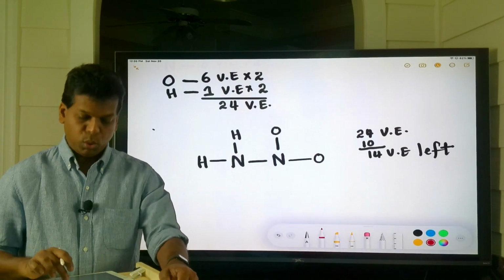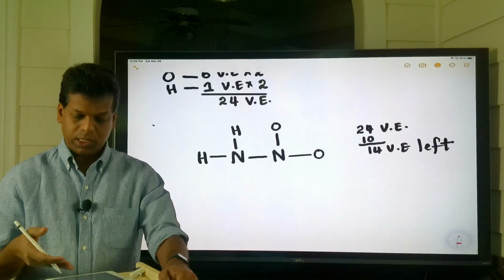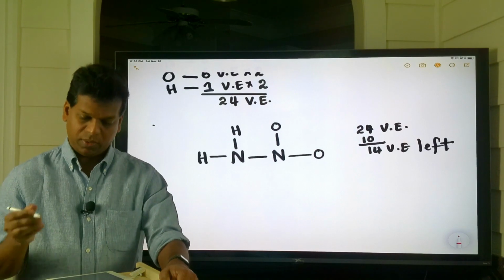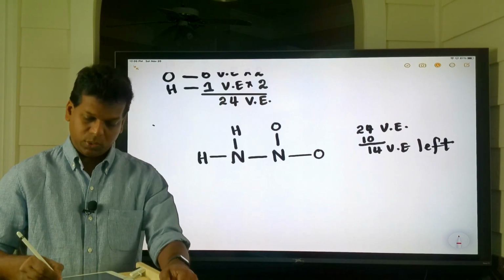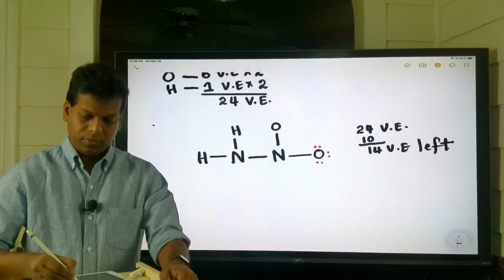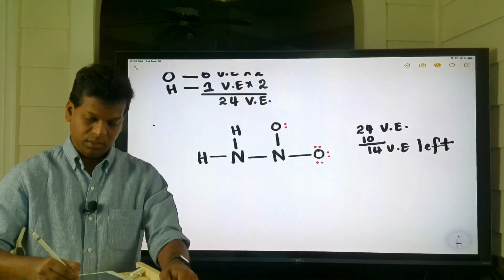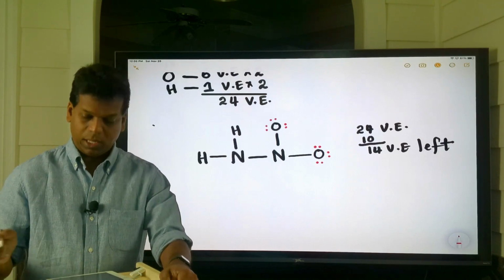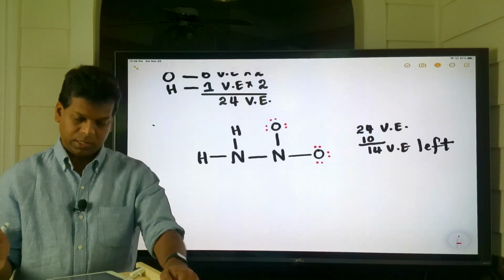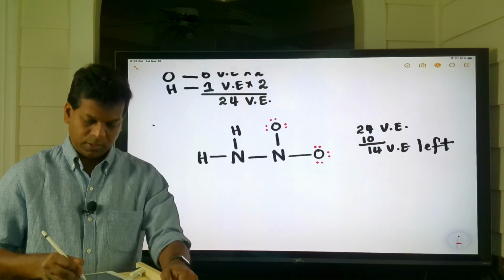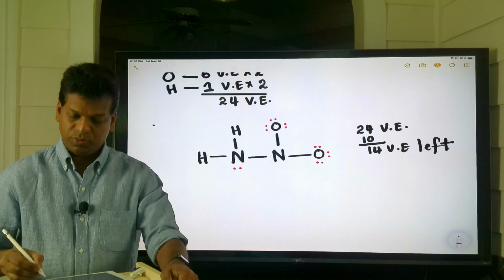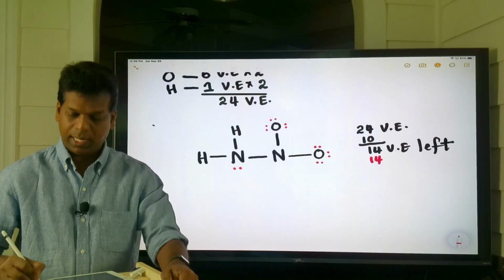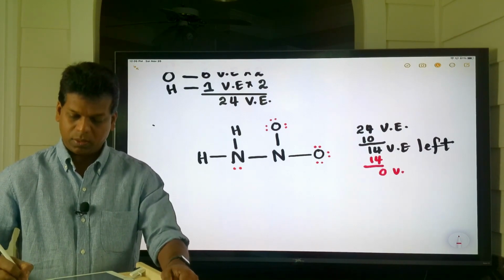Start with the most electronegative element, which is oxygen in this molecule. There are 14 electrons. We can give 6 to this oxygen. We can do the same for this oxygen. 12. There are 2 left. So I'm going to give that to this nitrogen. Okay, 12 plus 2, 14. Now we don't have any valence electrons.